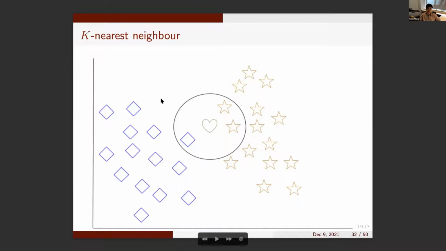Here is an example. Suppose we have the training data, we have a diamond and we have a star, and we want to predict which class this heart should be. The idea of K nearest neighbor is that we just draw a neighborhood close to the heart, and we see how many diamonds and how many stars we have in this neighborhood. For this example, we have 2 stars, but only 1 diamond. We will predict the label for this heart to be the star.